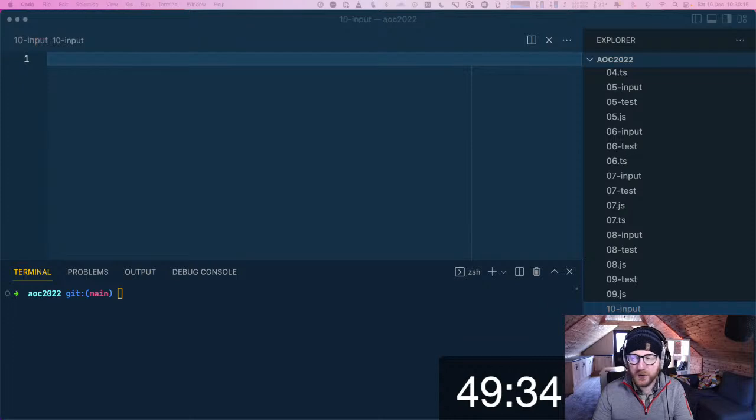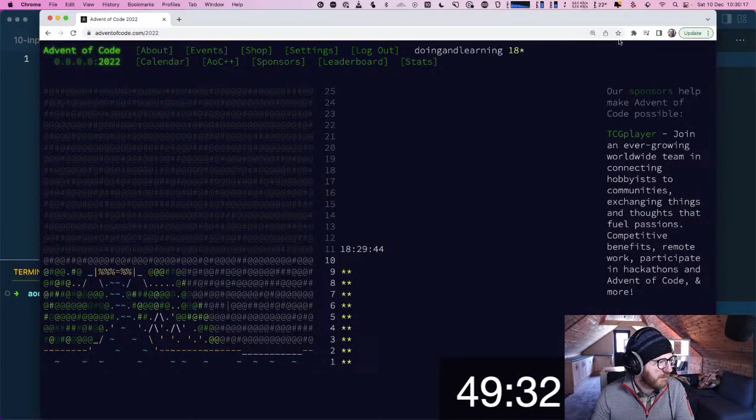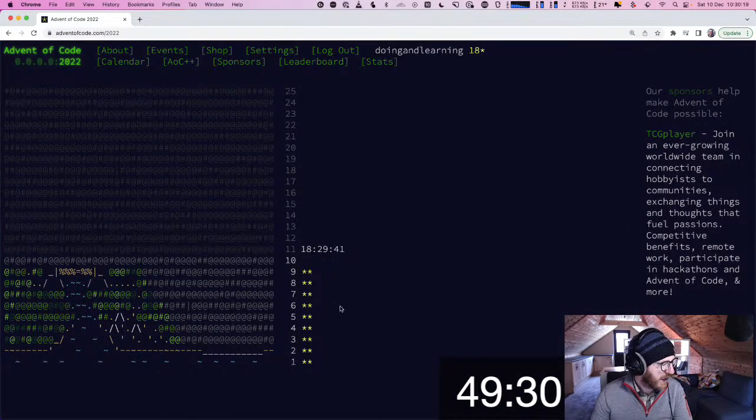So this is Advent of Code. Every year they put out this series of puzzles, normally about elves. I've managed to get to day 10 this year. I don't often get past day 12, so let's see how we do.